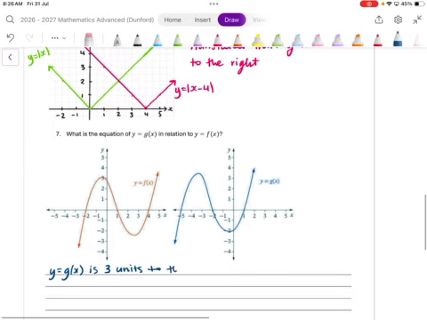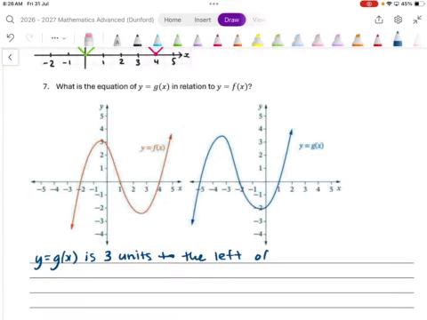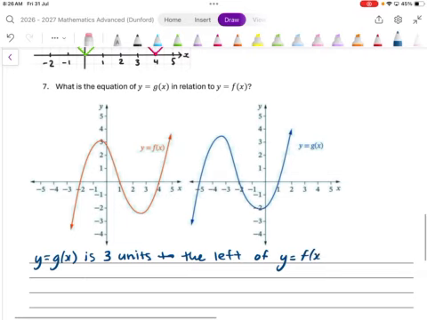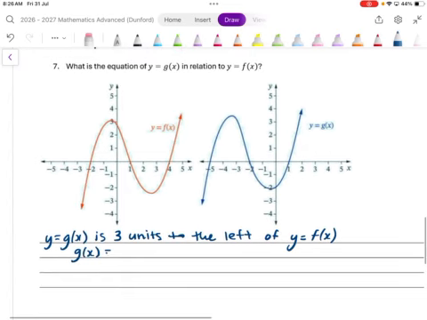To the left of y equals f of x. So what that means is that g of x is equal to f of x. Now we're going to the left, so when we move to the left, we have a plus in there. So it's going to be plus 3. Okay, so therefore g of x is equal to, it's pretty simple, f of x plus 3.